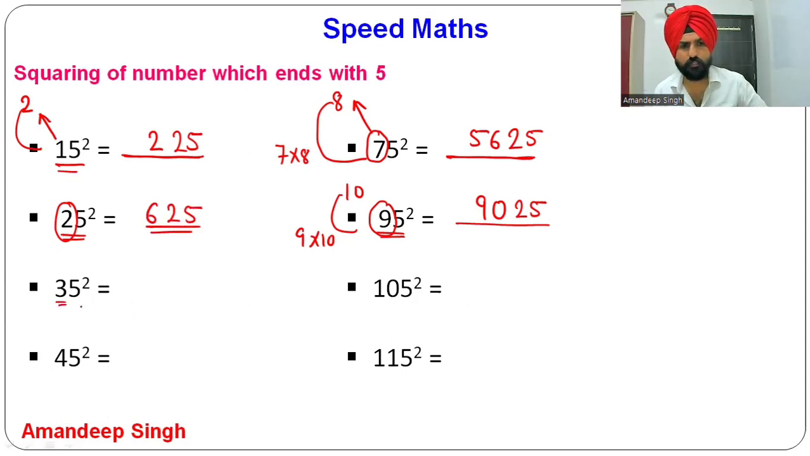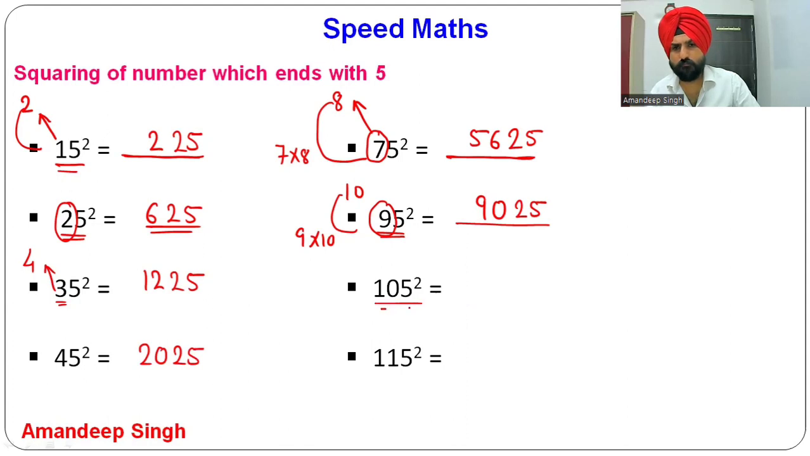Right? So for 35, what comes after 3? It's 4. What is 4 threes? It is 12. So the answer has to be 1225. Similar way for 45, what comes after 4? It's 5. 5 fours are 20, and the last two places have to be 25.